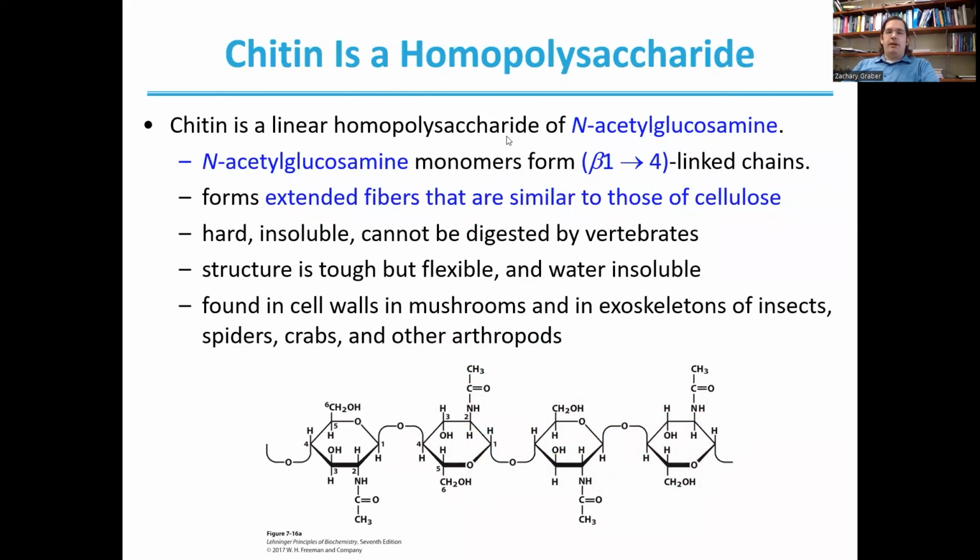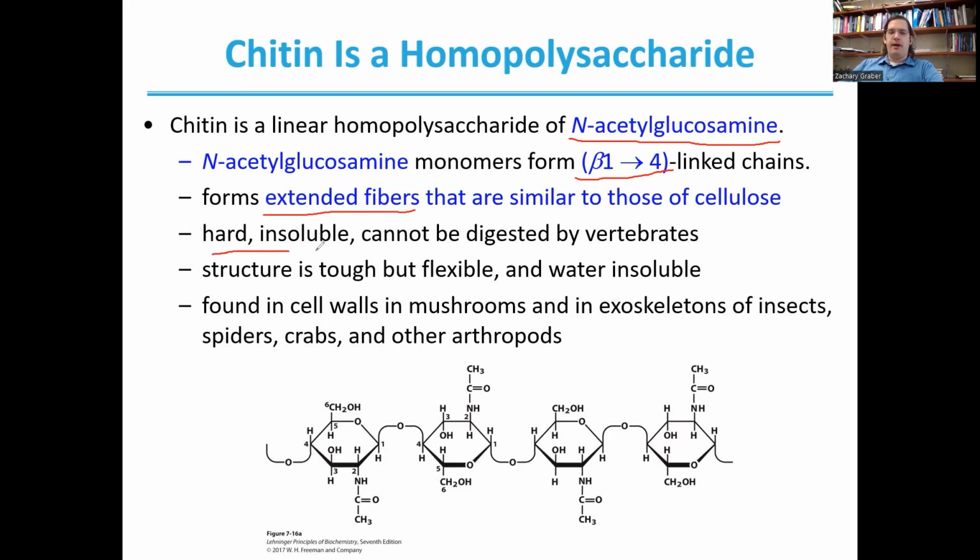Next, I want to take a look at some polymers that are formed from other sugars. First, we'll look quickly at chitin. Chitin is a linear homopolysaccharide, but it's formed from N-acetyl-glucosamine. Now, as I mentioned earlier, N-acetyl groups are quite common in structural polymers, so they slightly change the reactivity of our sugars. In this case, we're going to use a beta 1 to 4 linkage between our N-acetyl-glucosamine monomers. This is the same linkage that we had in cellulose, and so it ends up forming extended fibers that are very similar to cellulose.